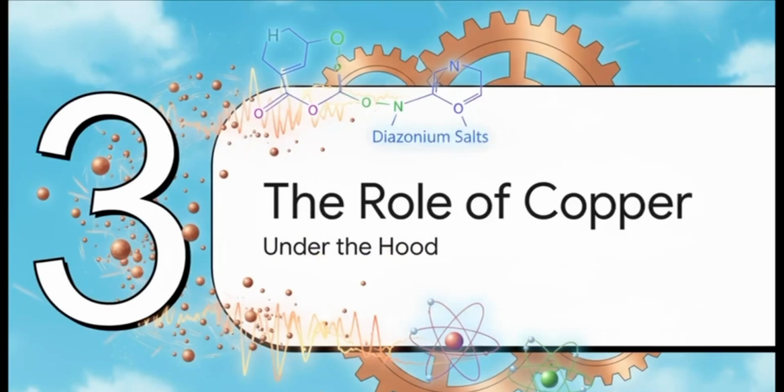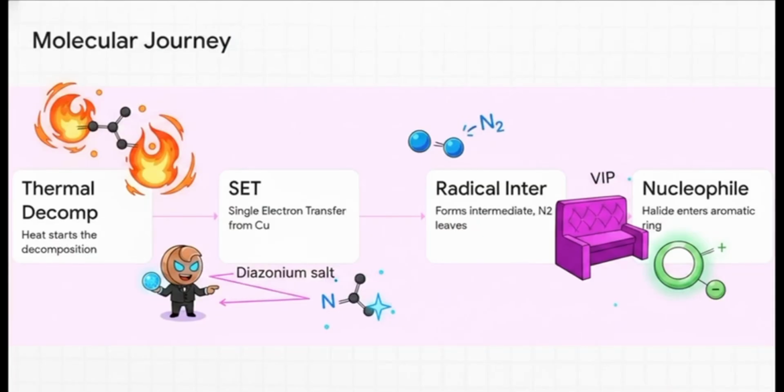Which brings us to Section 3, the role of copper under the hood. So we know heat and acid are involved, but what exactly is that metallic copper powder doing in the mix? Let's zoom into the atomic level here and look under the hood to explain its exact mechanical role. Here is the step-by-step molecular journey of the diazonium group being replaced. First up, we have thermal decomposition. The heat basically starts to loosen things up. Then comes the real magic, the single electron transfer, or SET.